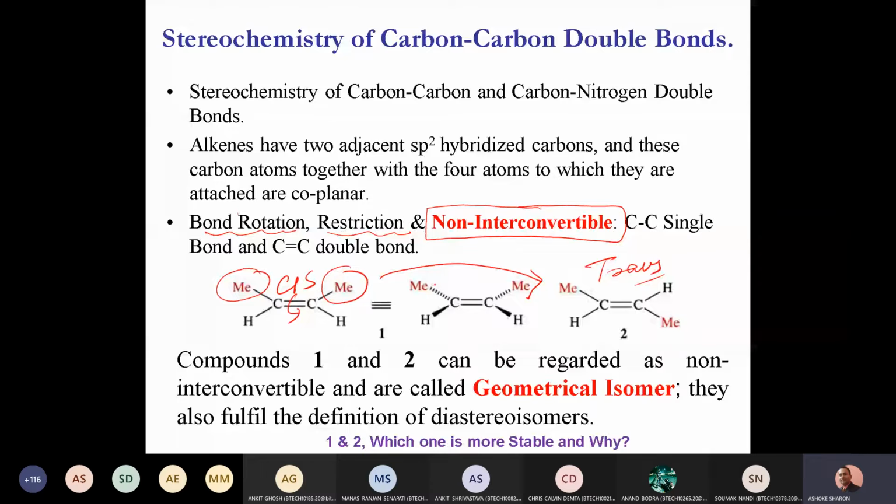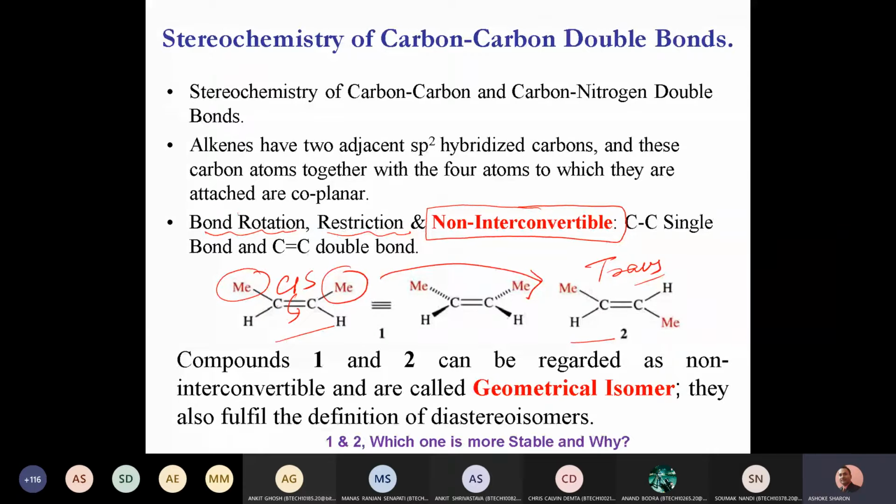Now my next question: whether 1 and 2 can superimpose on each other. Can we place one on top of the other? No. So basically these two are not superimposable.